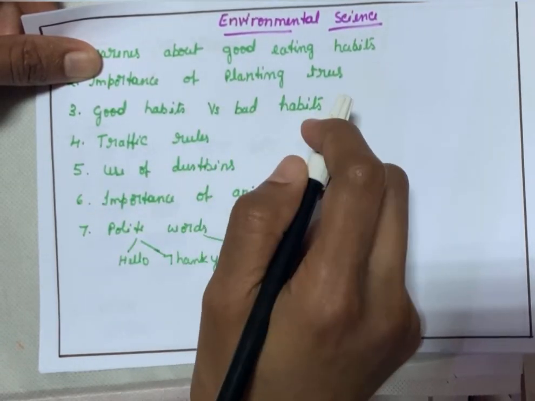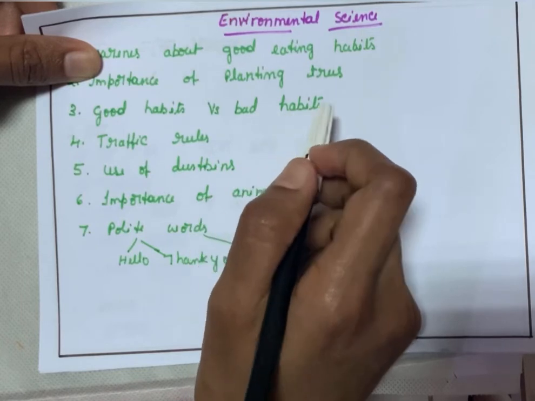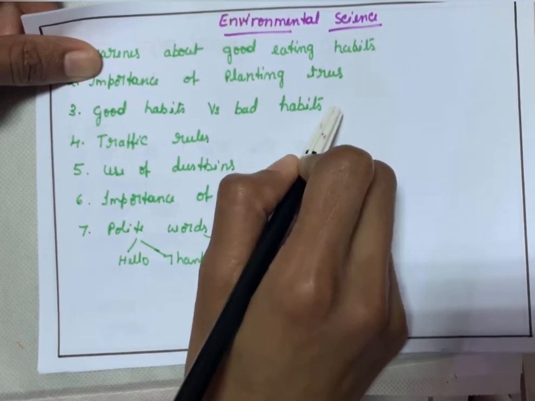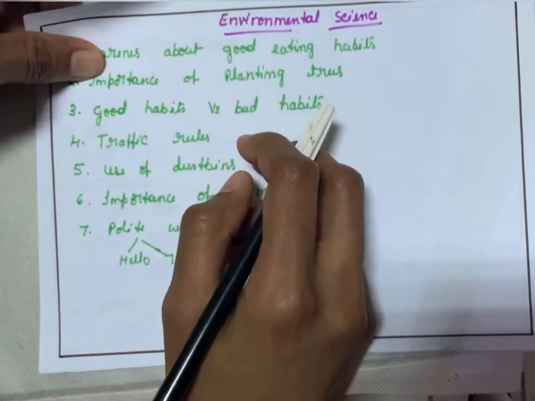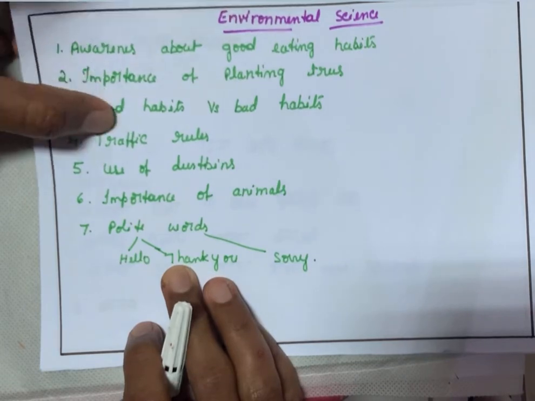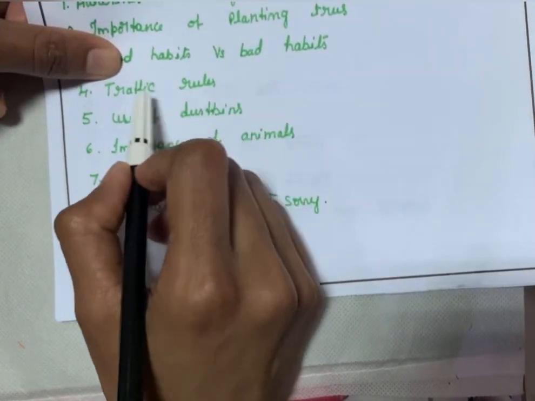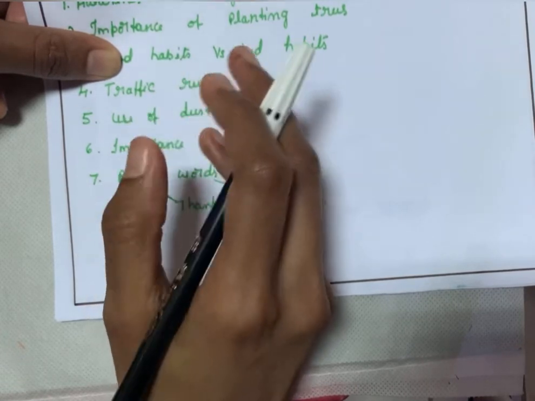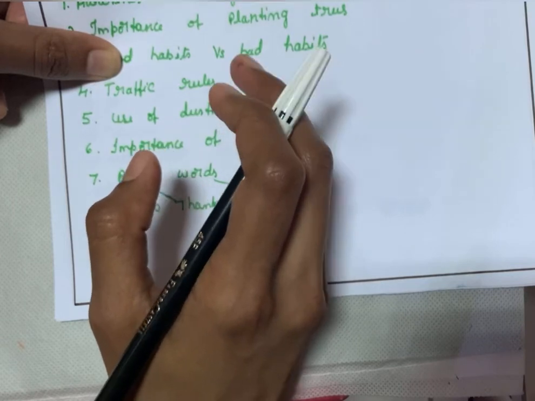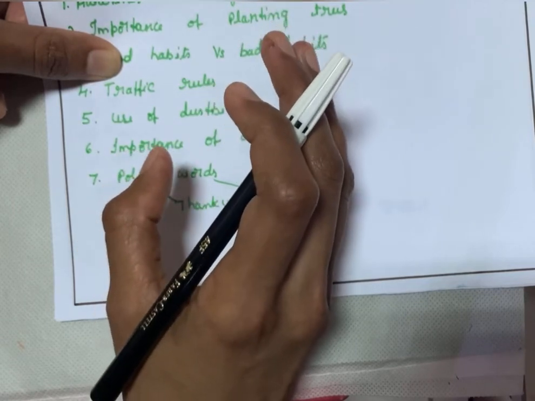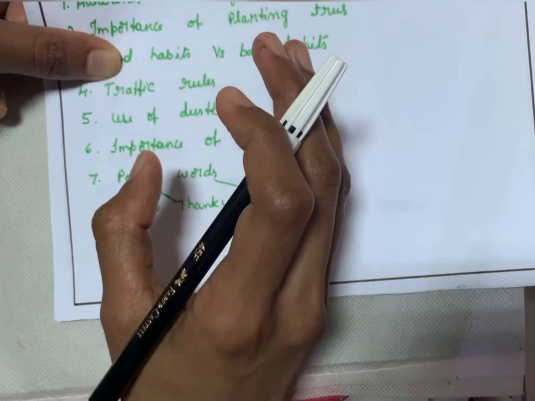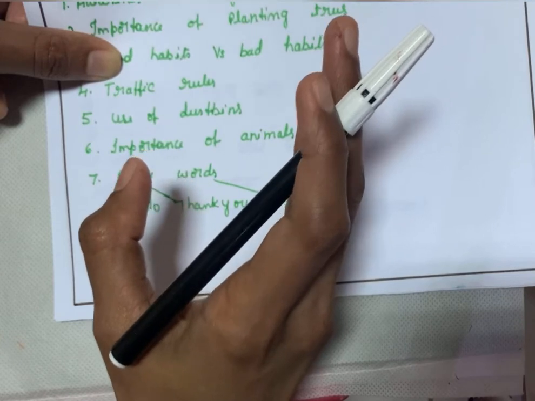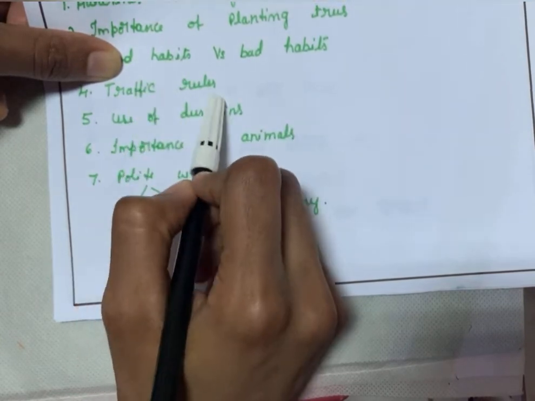And bad habits like biting nails, chewing nails, then picking nose in public. These are all bad habits. So you can teach them about the good and bad habits. Next comes the traffic rules. In traffic rules, you can teach them when we should cross the road, then about the zebra crossing, about the three green, yellow and red color traffic lights.